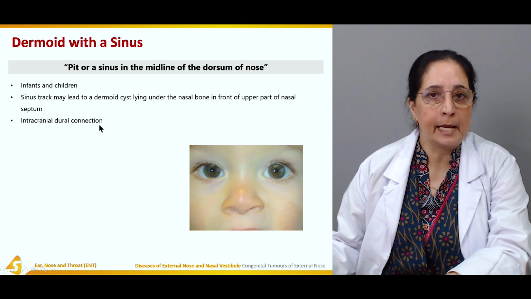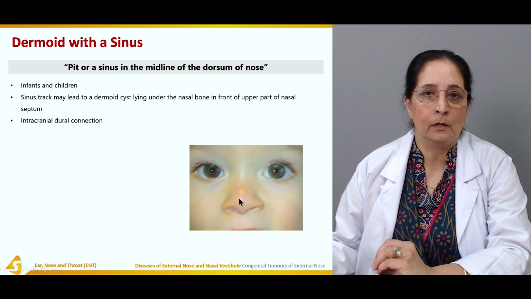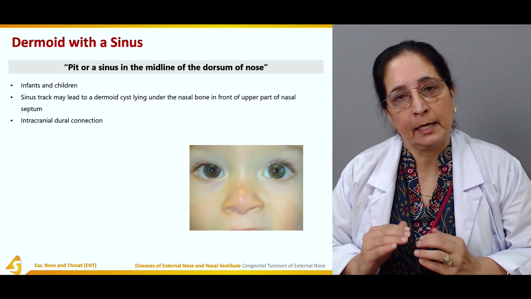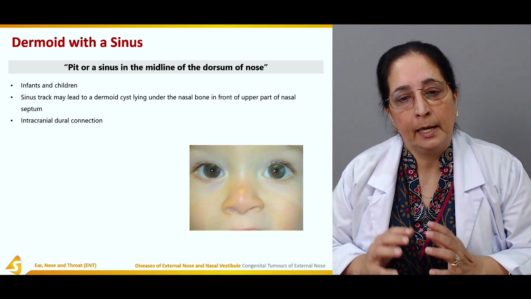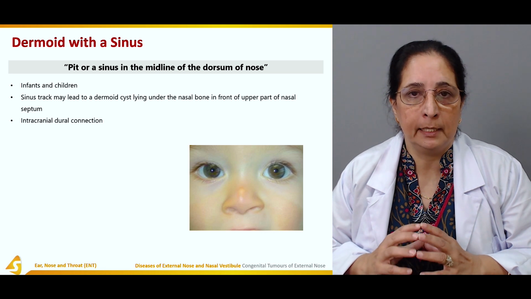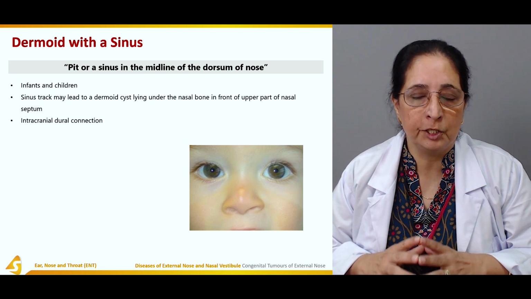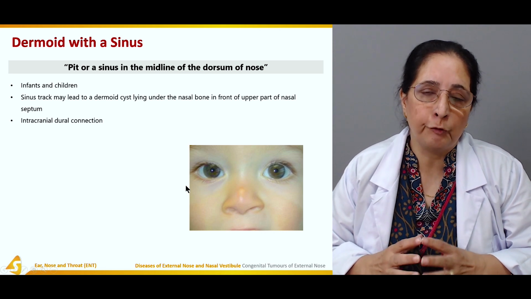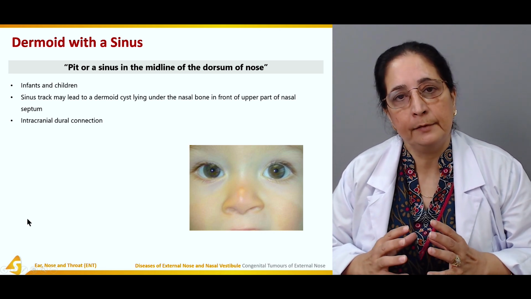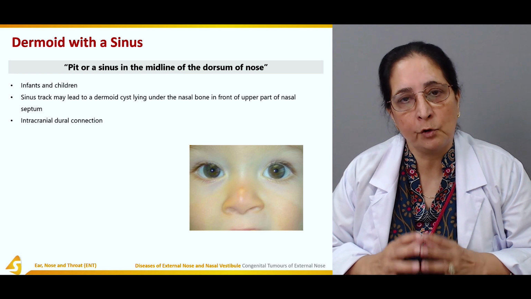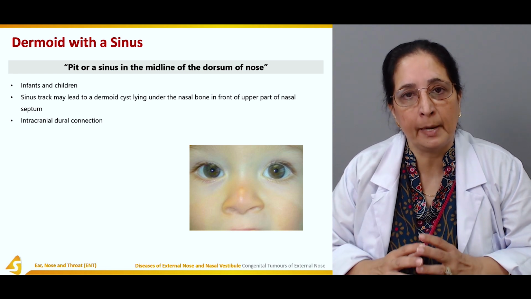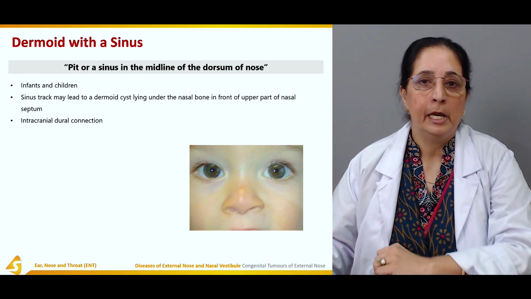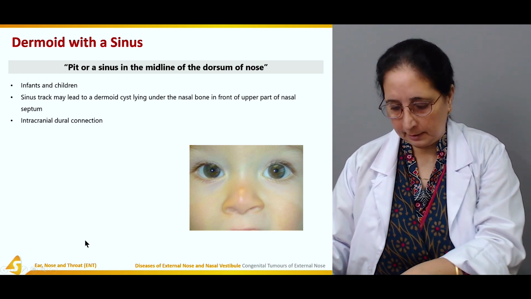Intracranial dural connection: this dermoid cyst with the sinus or tract has a connection in the intracranial region, the dural connection. We have the three meninges: the pia mater, arachnoid mater, and the dura mater. So this connection goes all the way into the intracranial dural area.